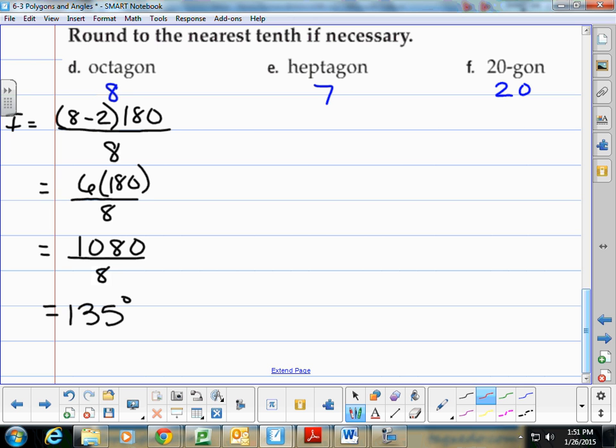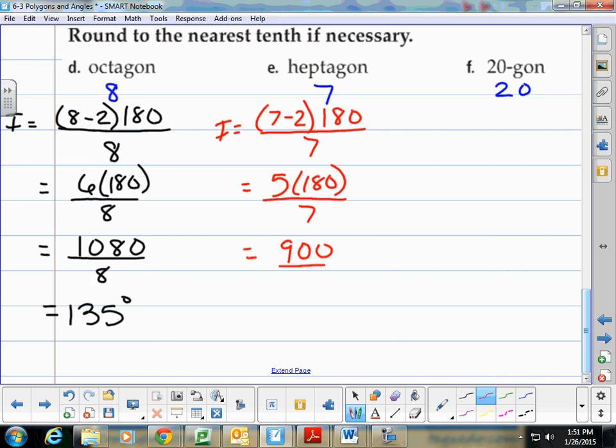For a heptagon, same thing. 7 minus 2 times 180 over 7 angles. I'm just going to write I for interior angle. It is equal to 5 times 180 over 7, or 900 over 7, which then, when rounded, the directions say nearest tenth, is going to end up to be 128.6 degrees. Sometimes they're not quite whole numbers, and that's okay.